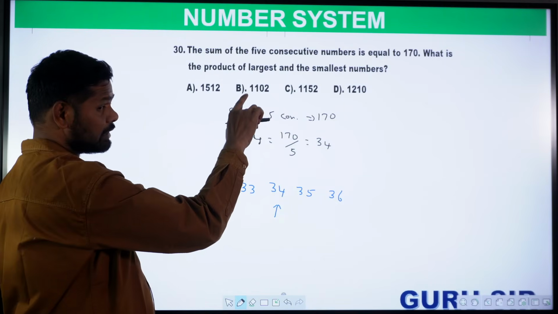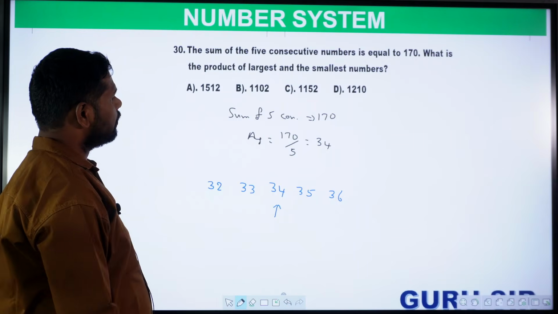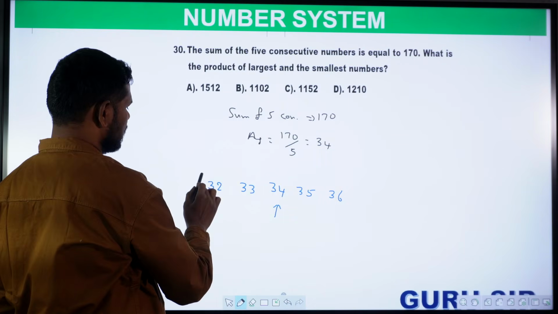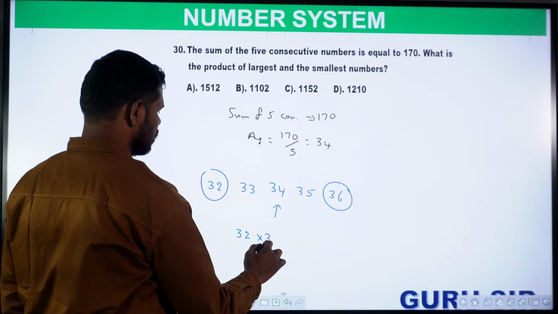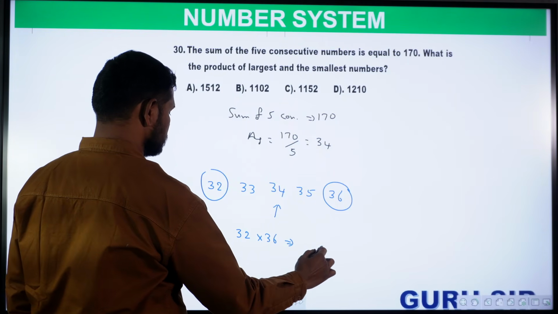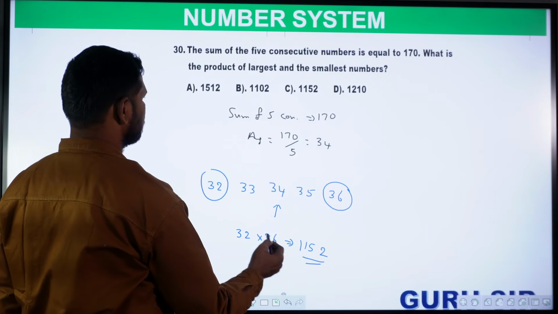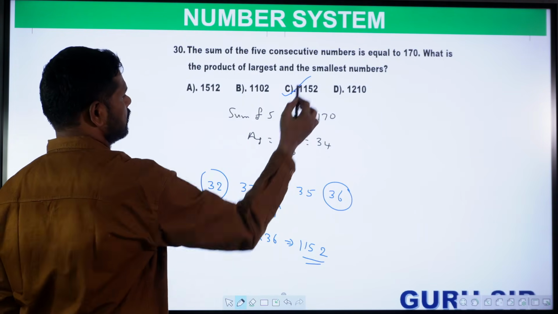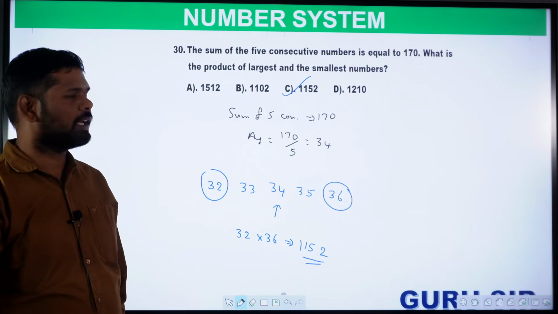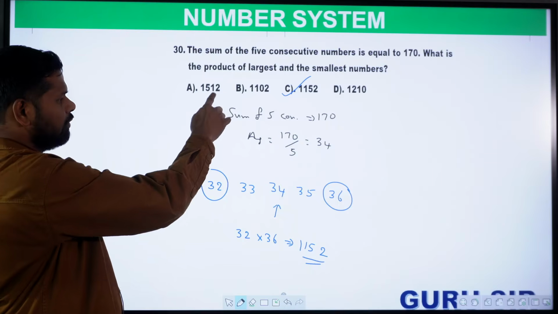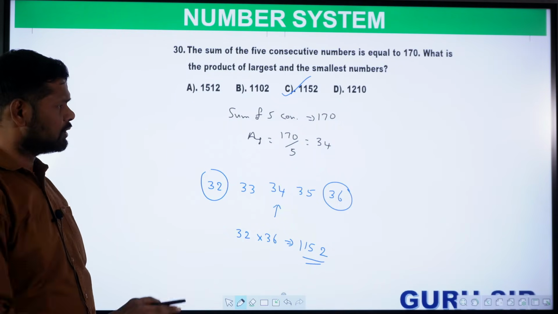Why are these all consecutive, not even or odd? Consecutive means continuous numbers. What is the product of the largest and smallest? 32 into 36 is how much? 36 into 2 is 72, 36 into 30 is 1080, so 1152. After getting the answer, be careful while checking the options. 1152 is there, 1512 is there, and 1152 is the correct answer. Don't get confused. So simple.